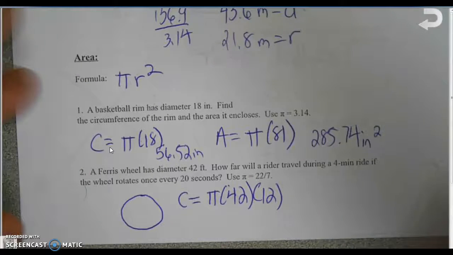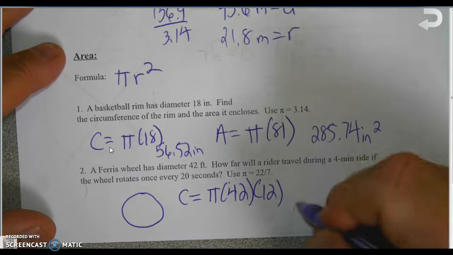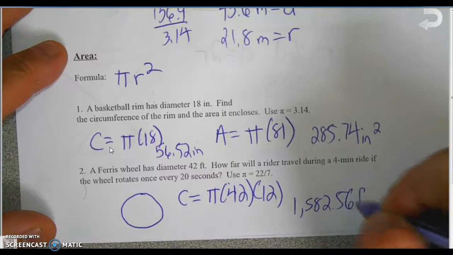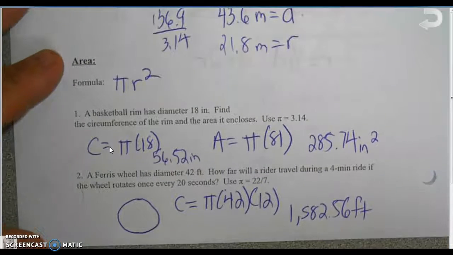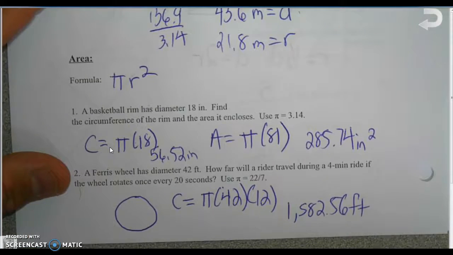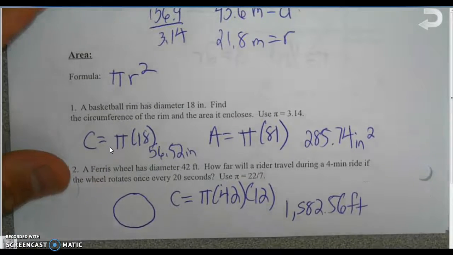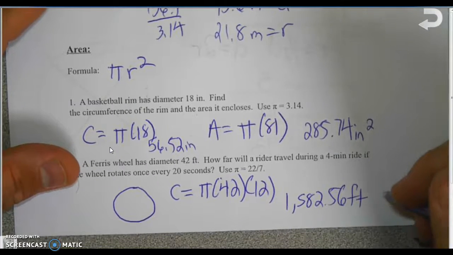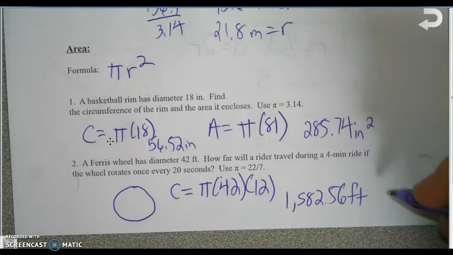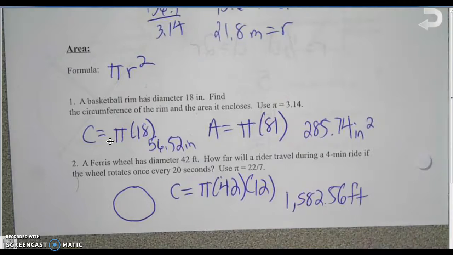And we find out that this person went 1,582.56 feet during their 4-minute ride, but they actually didn't go anywhere. They ended up right back at the beginning. But if they were to say how far they had ridden the Ferris wheel, they had ridden it that far, which is about a third of a mile. So the Ferris wheel moves pretty fast for 4 minutes. About 5 miles an hour.